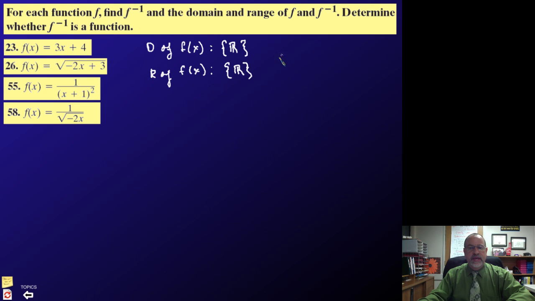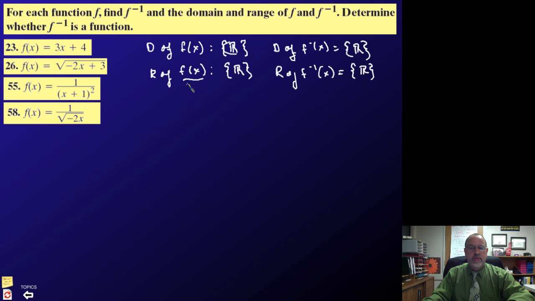Now right here, I could go ahead and determine the inverse domain and range right now because I'm simply going to swap these. So the domain of the inverse of x is going to be this range, and the range of the inverse is going to be this domain. So it simply swaps out. Now, no big deal here because it's real numbers for both. Make sure you indicate what domain you're using, f of x and inverse of f. Use the proper notation so it's easy for me to see which one is which.